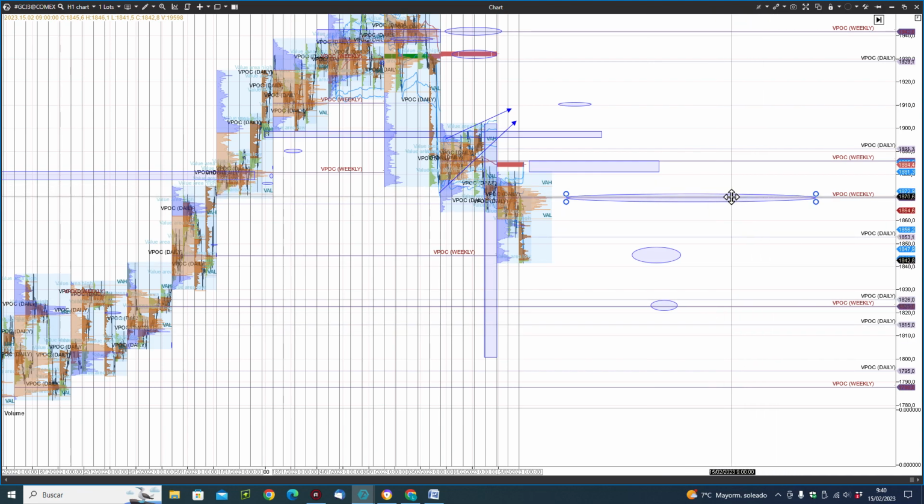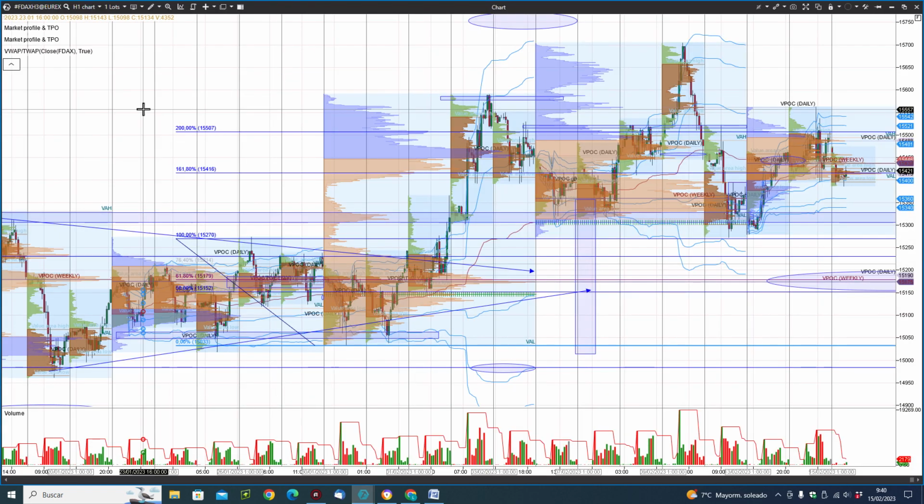Exactly here, this weekly VPOC at 1870. Next step, this price action zone that ends on the higher zone on 1885.